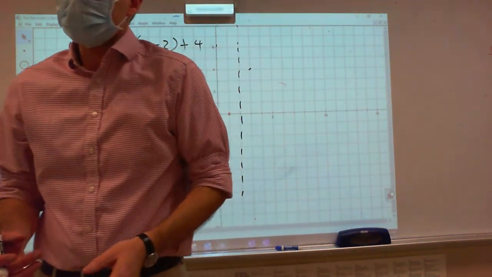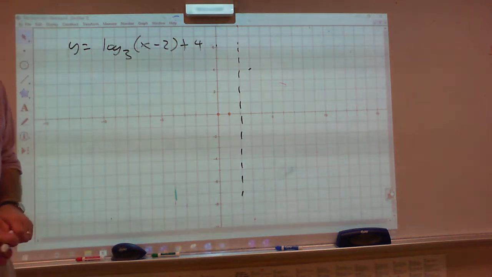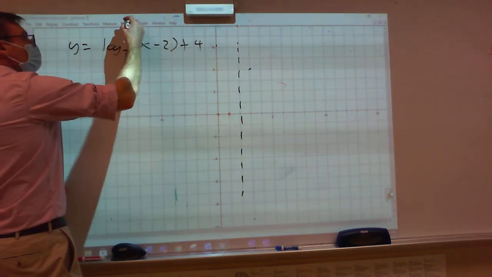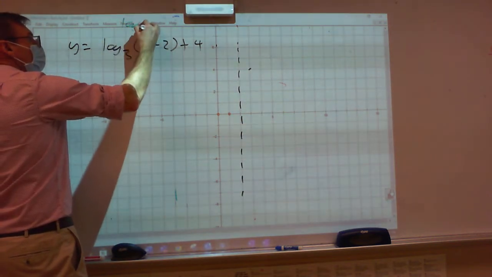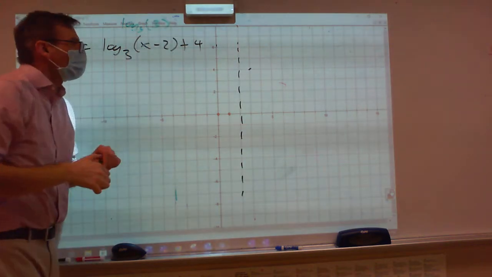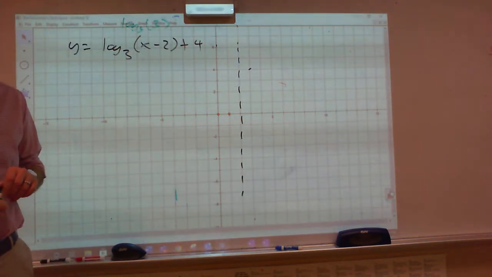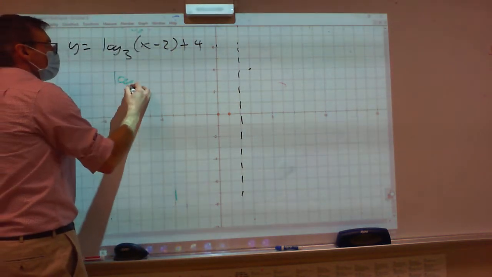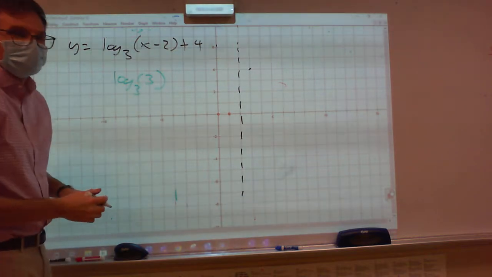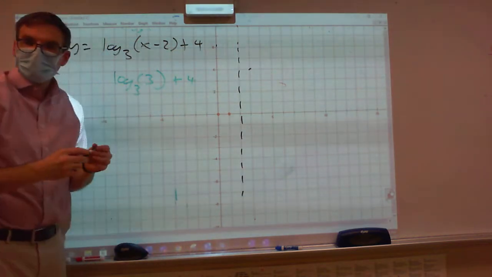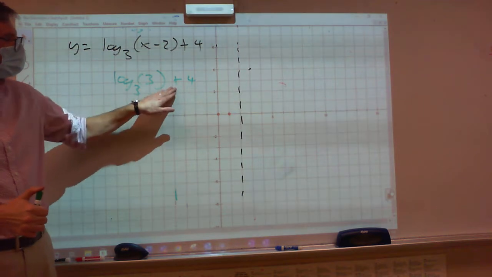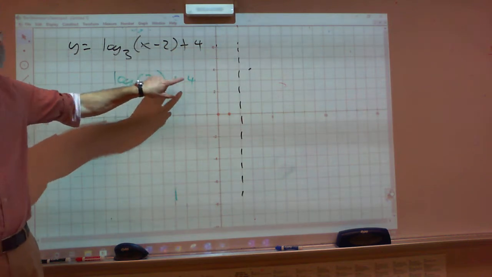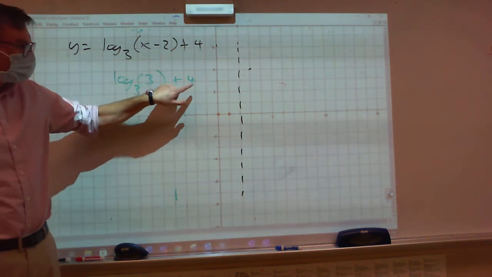How do you get another point? And here's how you do this. Do we know what log base 3 of 3 is? Actually, write it below. It's getting crowded up there. Do we know what log base 3 of 3 is? If I gave you log base 3 of 3, plus 4, what's that number going to give you? 5. Are we okay? This is a 1, and then that's 5, right? Does everybody agree that this equals 5?